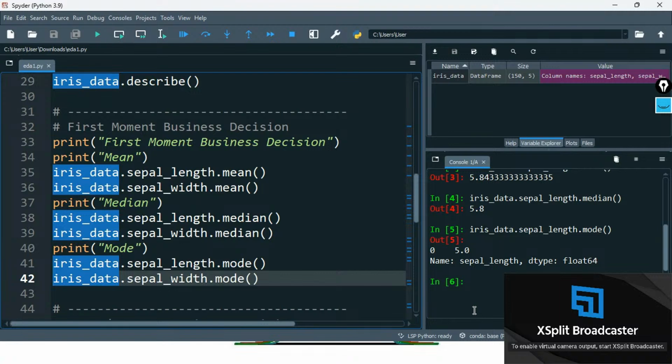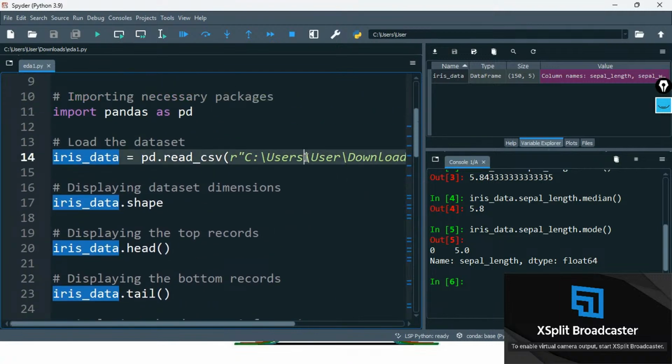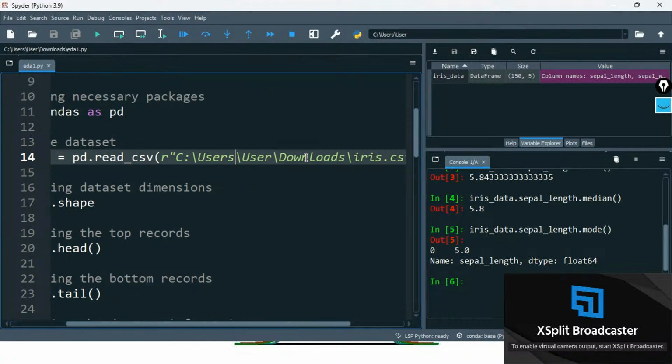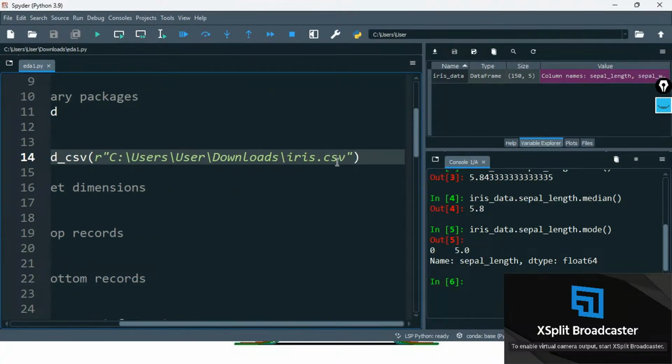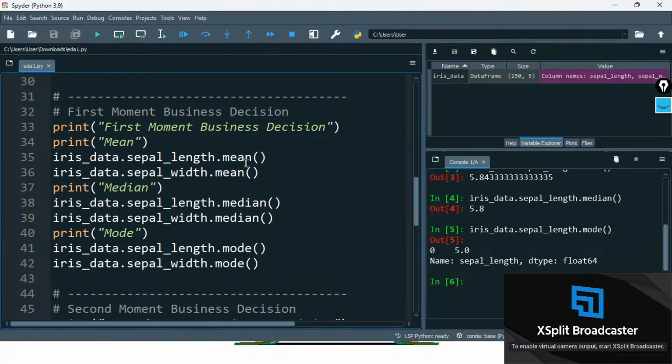From the drive, it's obviously you are supposed to download the data, my friend. Whatever the data sets that I'm using, all of them are publicly available. So go to Kaggle and get the data set of iris. You can download it and use it.